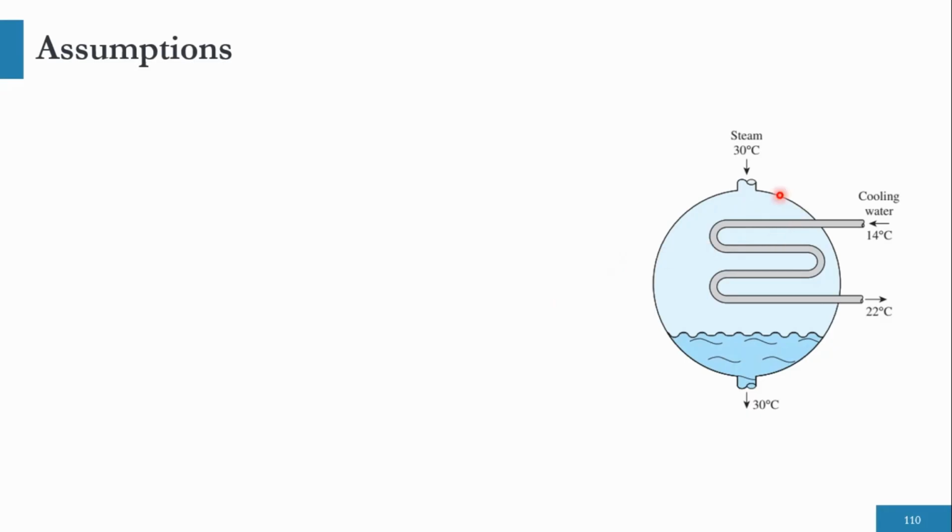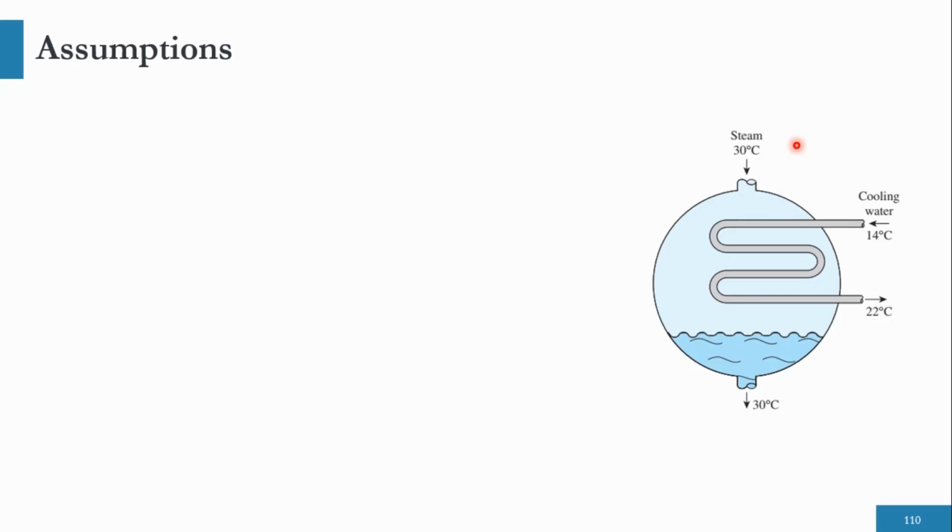Going to the assumptions part, but before going to that, if we look at the pictorial representation, the steam is entering at 30 degrees centigrade and leaving at 30 degrees centigrade, while the cooling water is entering at 14 degrees centigrade and leaving at 22 degrees centigrade. This steam is converted into saturated liquid. So this is the liquid temperature and this is the steam temperature.